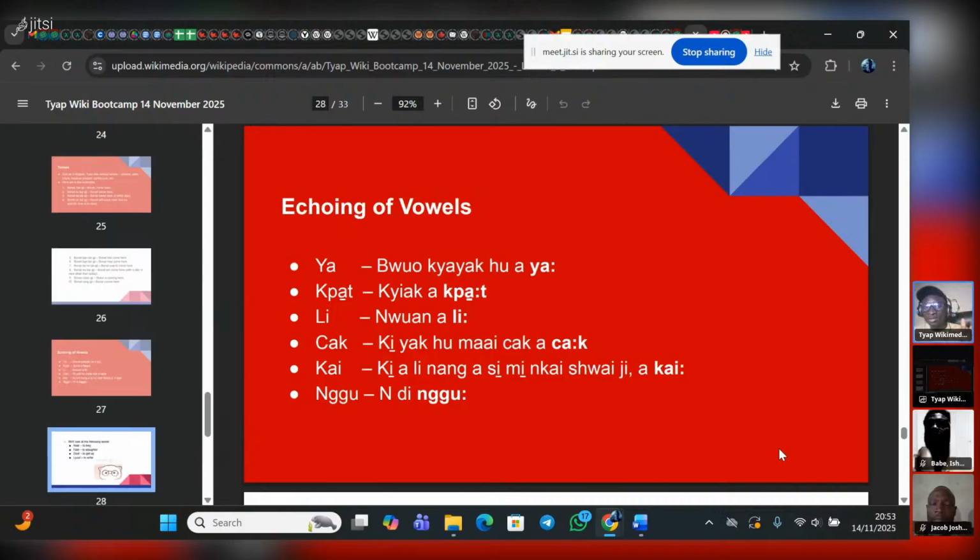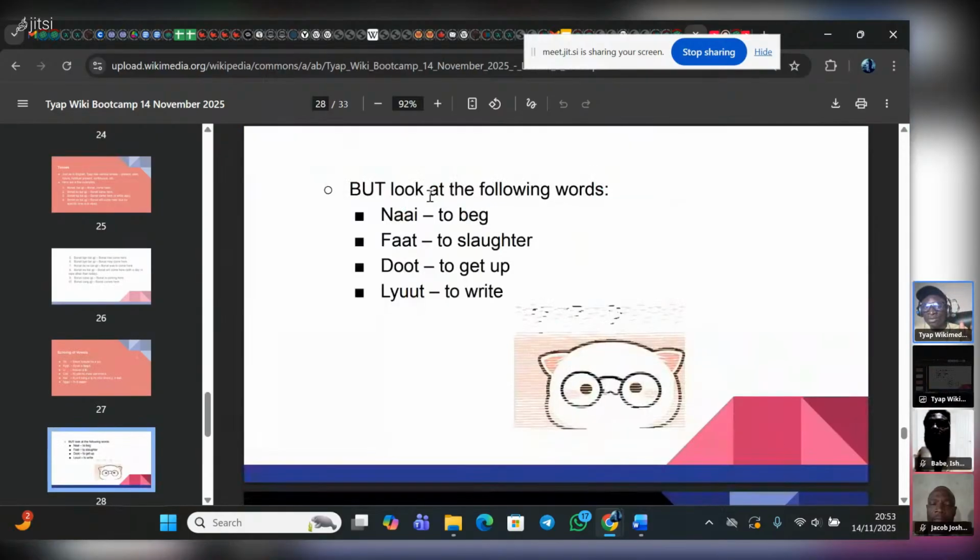And then we also have some things that we can look at. You can see that this A here in the word that means to beg is elongated. But this one is the only way of writing this particular word. We cannot have NAI for to beg. It's often nine, not nine. If you make it nine, it will mean another thing.